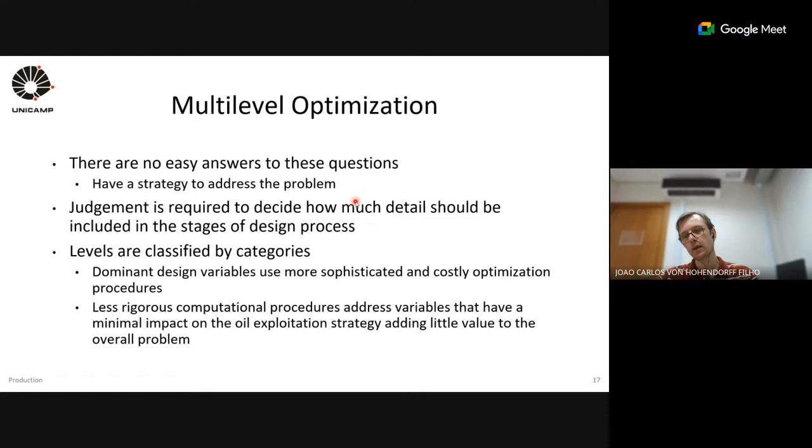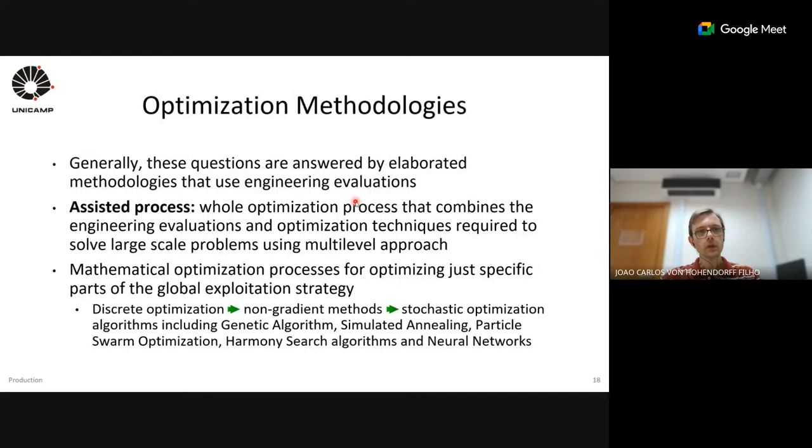The wells are producing a small amount of hydrocarbon, so maybe you can consider simpler procedures to do it. But again, you need to evaluate it for your case. Generally, these questions are answered by elaborating methodologies that use engineering evaluations. In the literature, we have a large number of methodologies trying to answer these questions for oil and gas optimization problems.